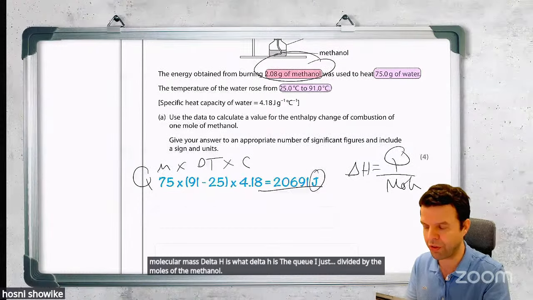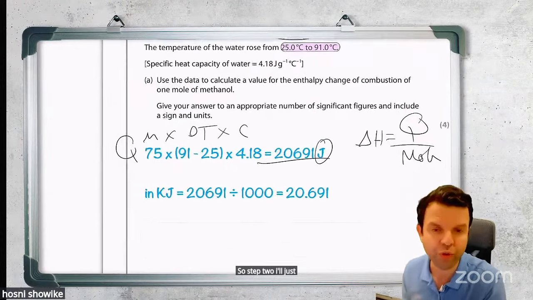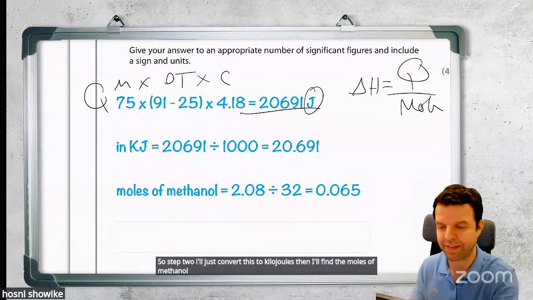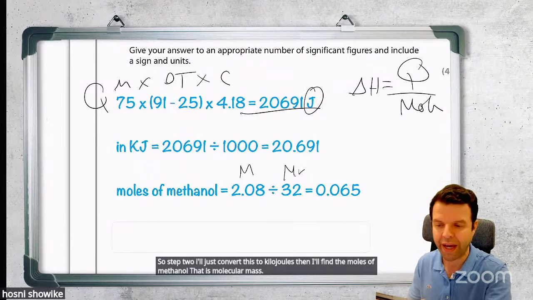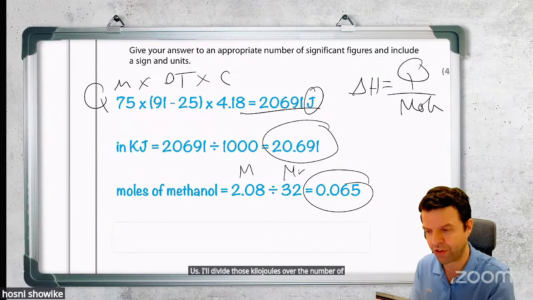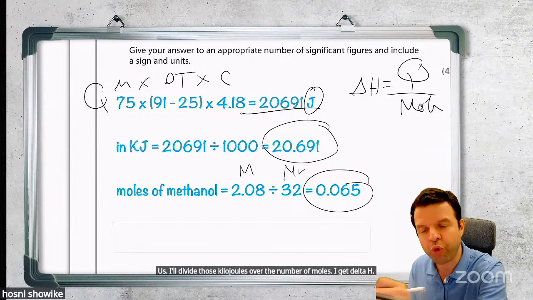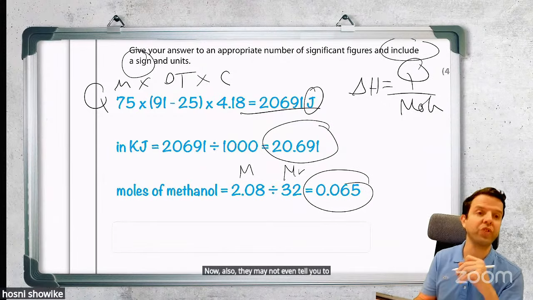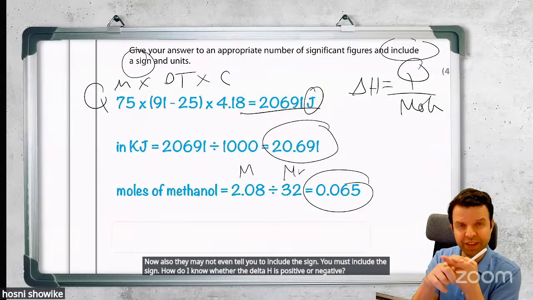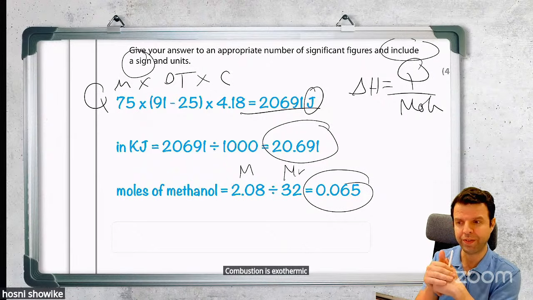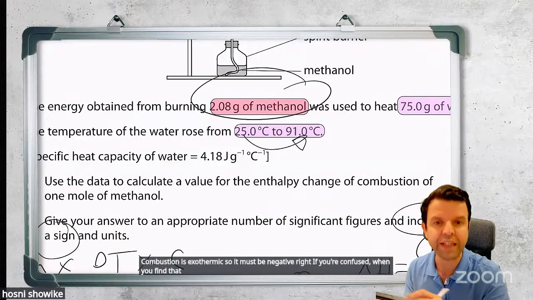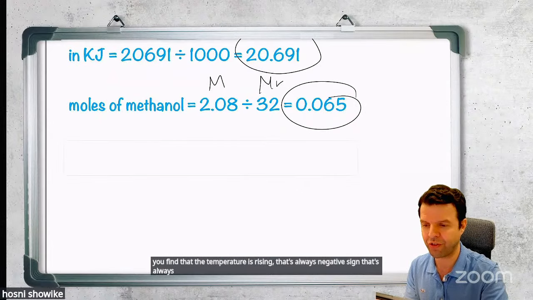So step 2, I'll just convert this to kilojoules. Then I'll find the moles of methanol. That's its molecular mass. And I'll divide those kilojoules over the number of moles. I get delta H. Now, also, they may not even tell you to include the sign. You must include a sign. How do I know whether the delta H is positive or negative? Combustion is exothermic, so it must be negative, right? If you're confused, when you find that the temperature is rising, that's always a negative sign. That's always delta H is exothermic.